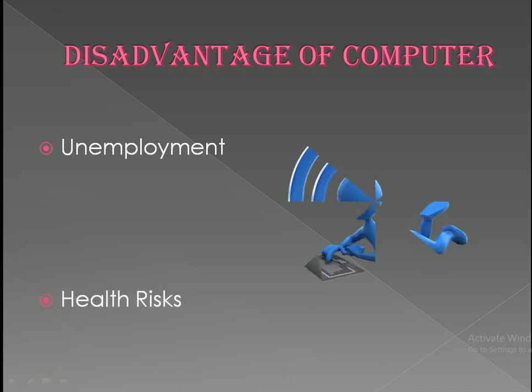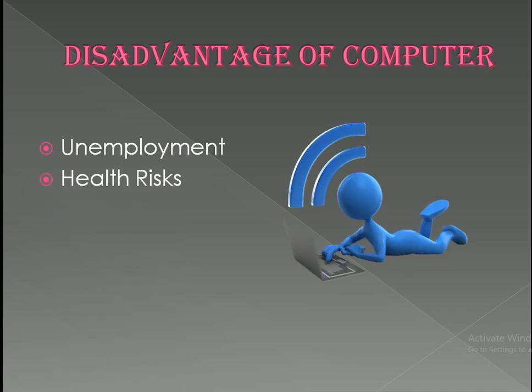Second one is health risk. The improper and prolonged use of a computer can result in injuries or disorders of the hand, wrist, elbows, eyes, neck, and back. The user can avoid health risks by using the computer in a proper position.